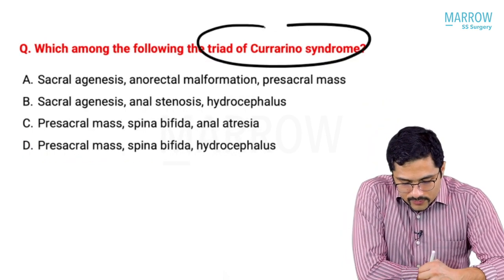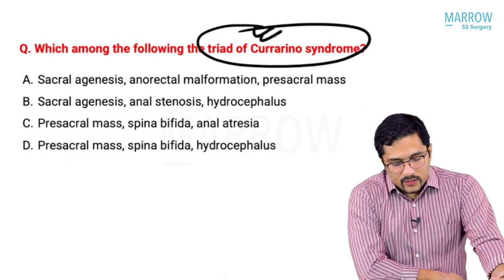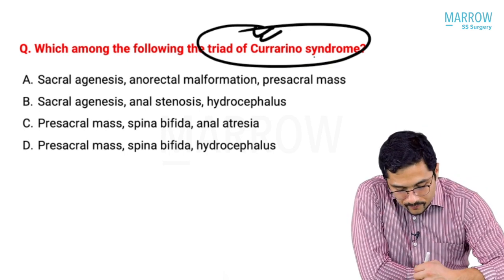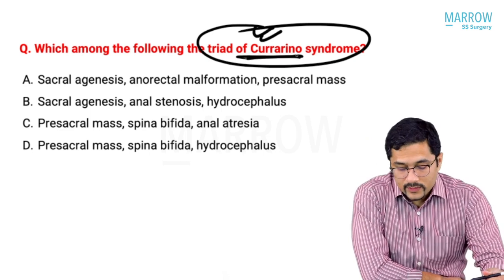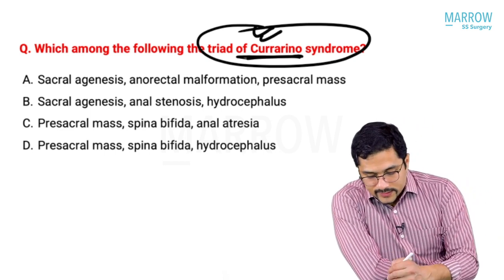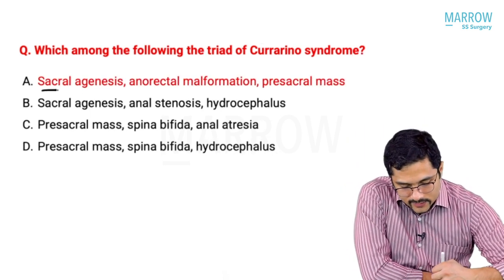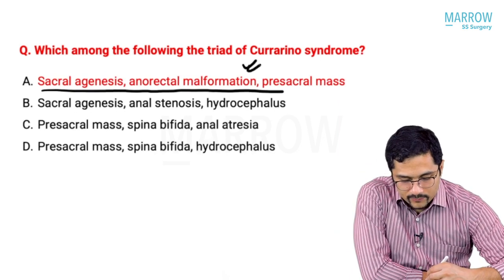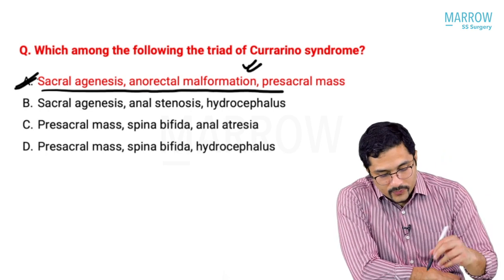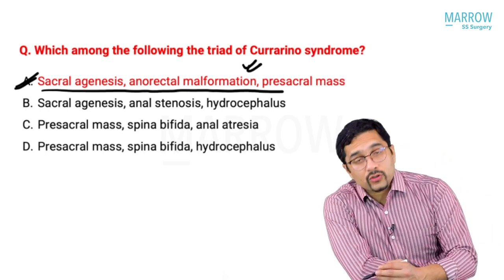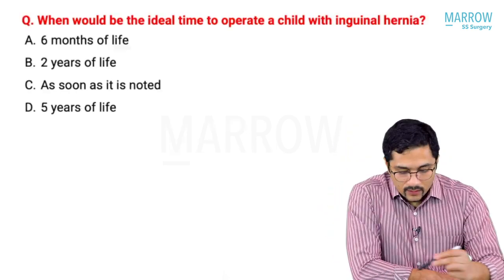This was also something which was new, the Currarino syndrome. They had asked which of the following is included in the Currarino syndrome. So, this includes sacral agenesis, anorectal malformation and presacral mass. So, this was also something new which you should remember for the exam.